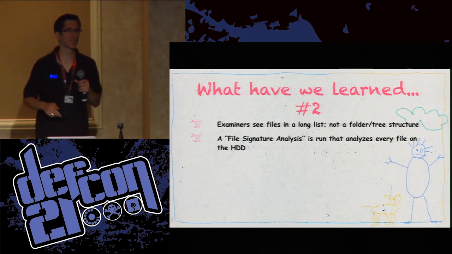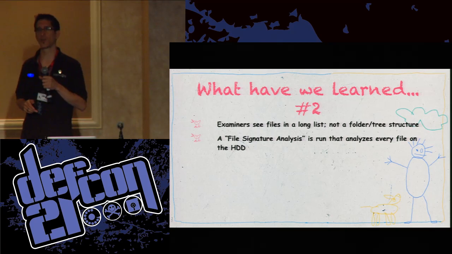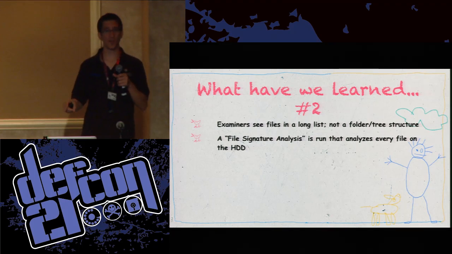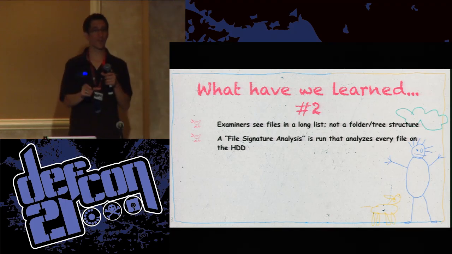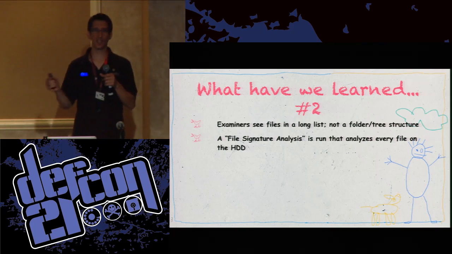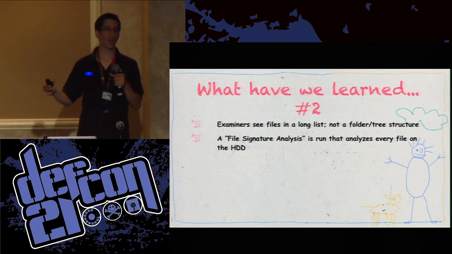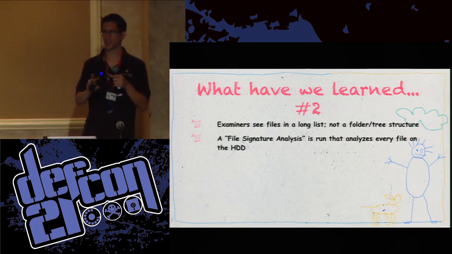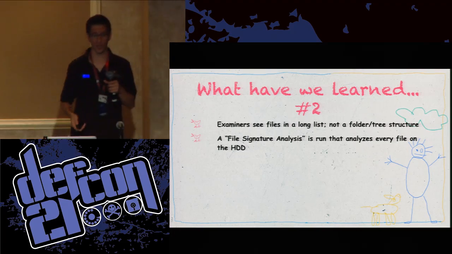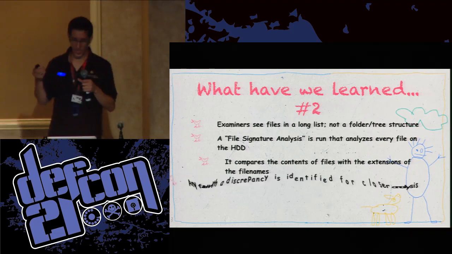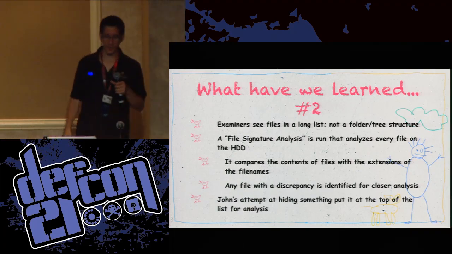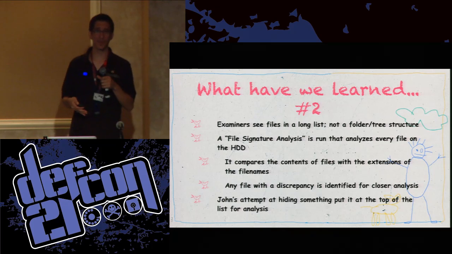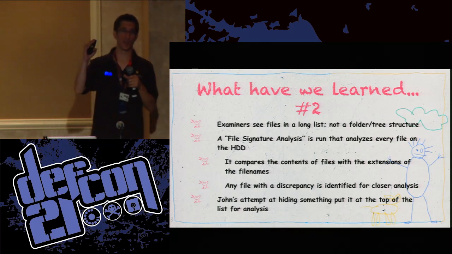Also, one of the very first things that we always run is what's called a file signature analysis. This is a special script that looks at the contents of every file and compares what's inside the file with the extension. And if there are any discrepancies, those files are bumped up to the top of the list to be looked at, because the system knows if these don't match, something may not be right here. A human should take a look at this. I just said those things. And so at the end of the day, John's attempt at hiding his Pregger porn actually made it bump up to the top of the list for me to take a look at.